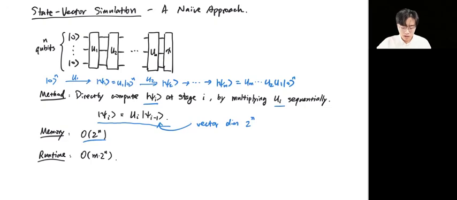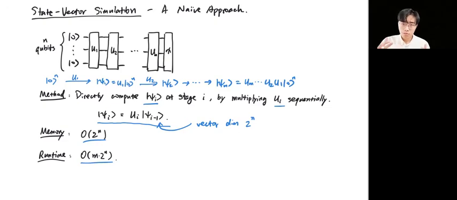And if we look at the runtime of this algorithm, you'll see it's also exponential in the number of qubits, because for every stage i, you'll need to perform this matrix and vector multiplication, both of which are of exponential size. And you're doing this for m steps. So this algorithm gives you a runtime cost of O(m times 2^n).